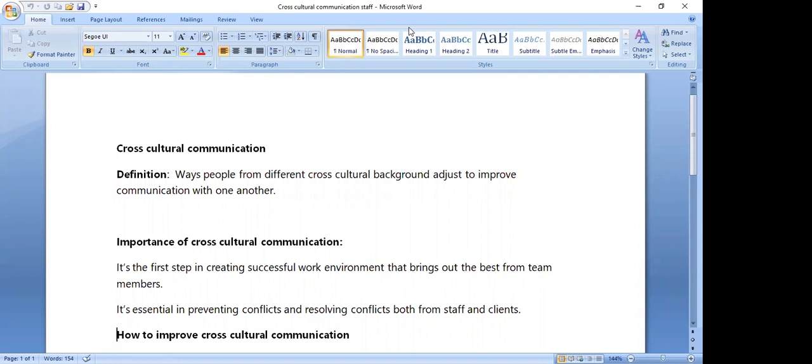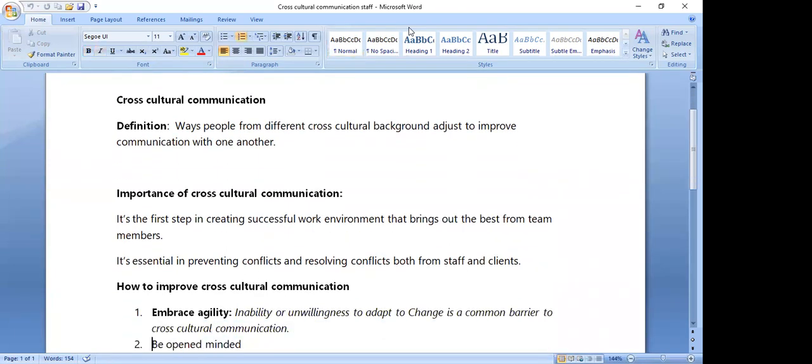So when we're talking about cross-cultural communication, it actually means that we're talking about dealing with the issues of conflicts. And when you're talking about conflict, it's always related to misunderstanding. So how do we improve our cross-cultural communication skills?